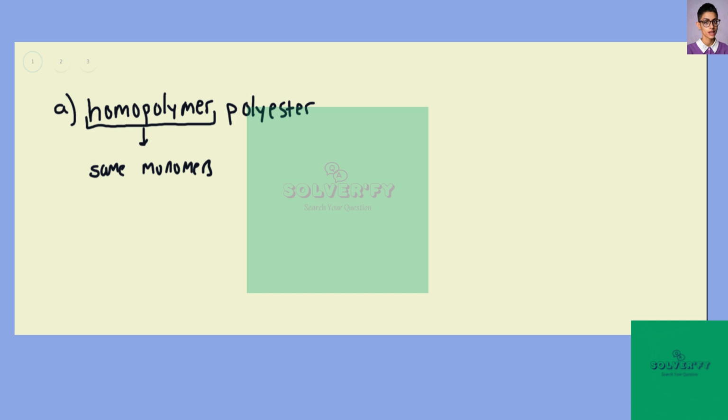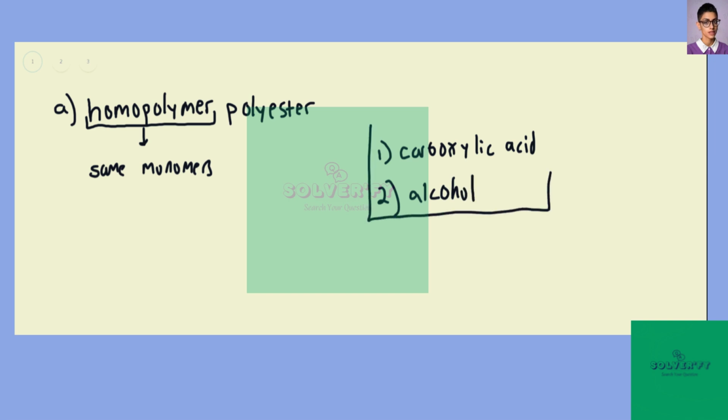Now, a polyester results from the reaction between a carboxylic acid group and an alcohol functional group to form an ester. So the monomer for a polyester is going to have a carboxylic acid functional group as well as an alcohol functional group in order to form the polyester.